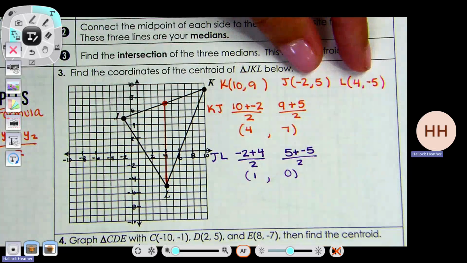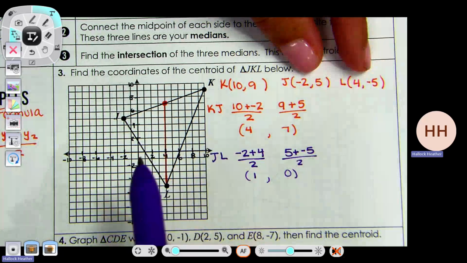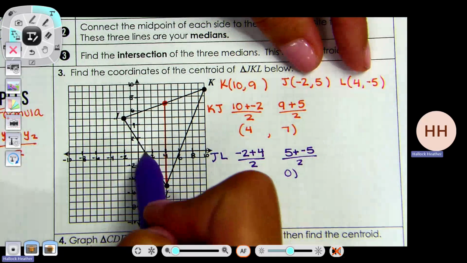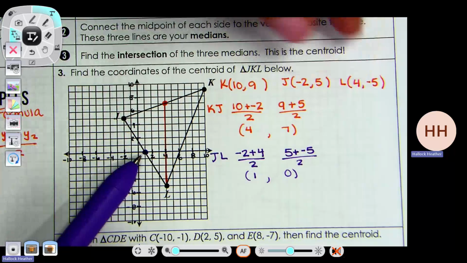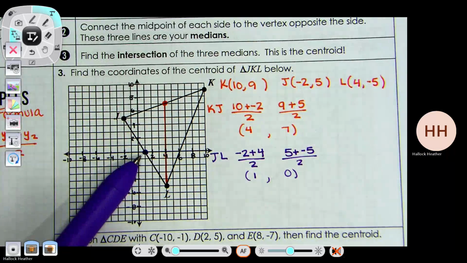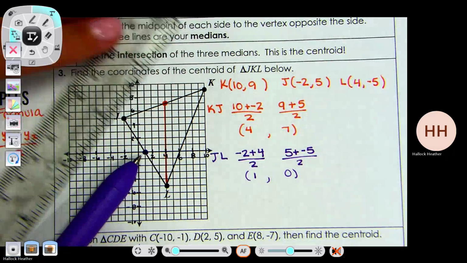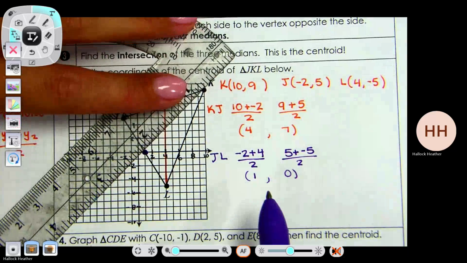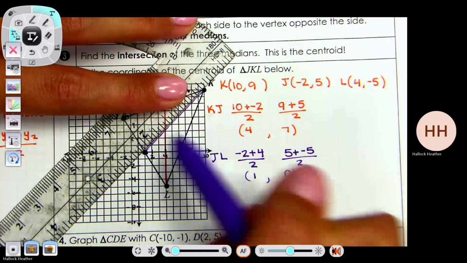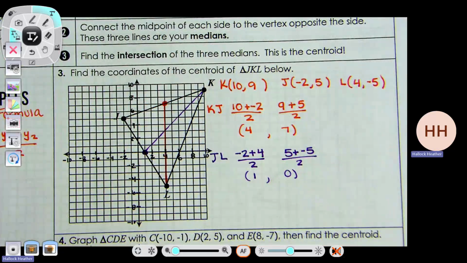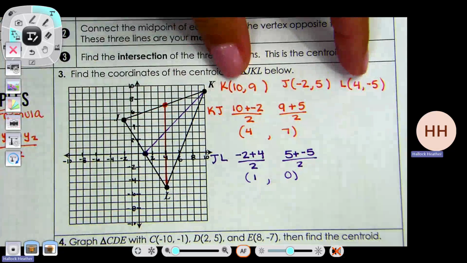We have another midpoint. I'm going to plot it, and then connect it using a ruler to the opposite vertex. So (1, 0) is here. What point is that going to connect with? A, because it's the opposite vertex. We're going to do all 3 sides. So the last side is AL.